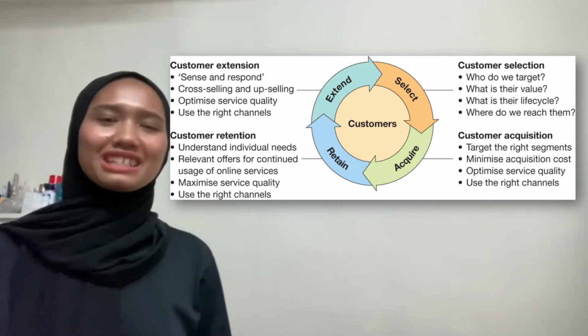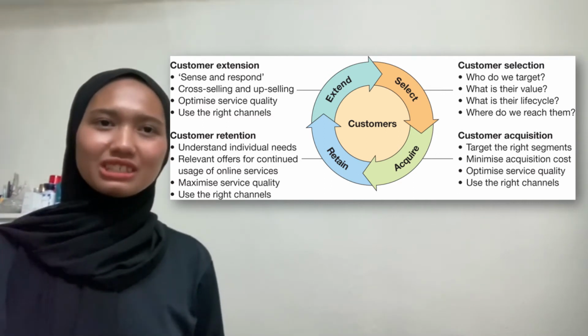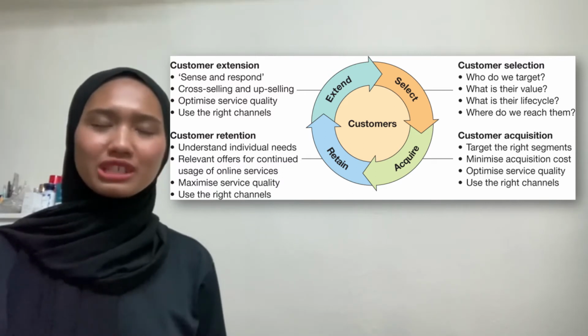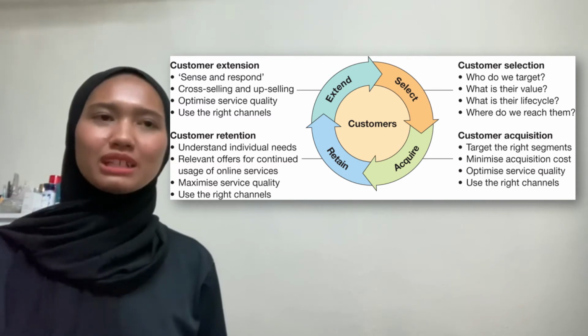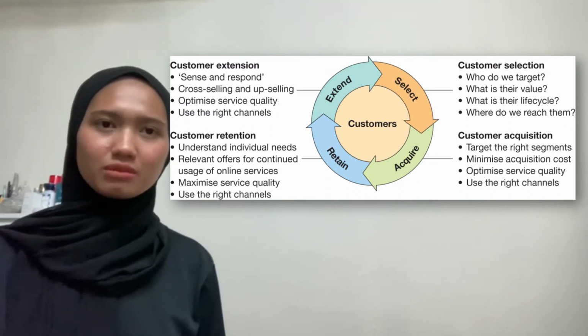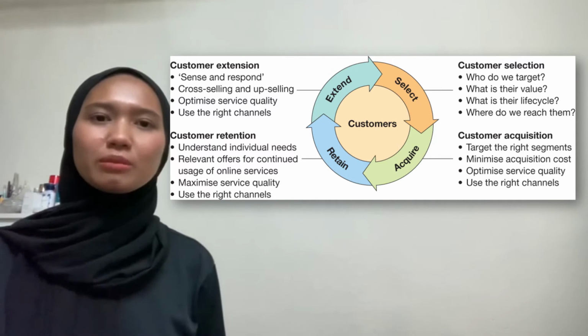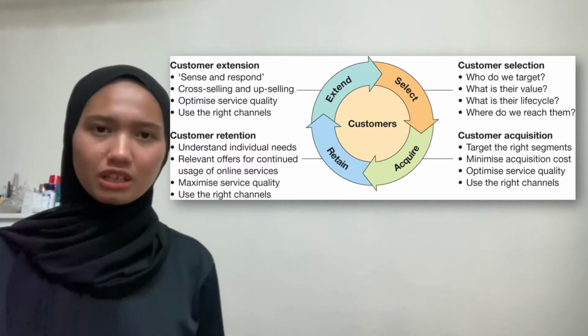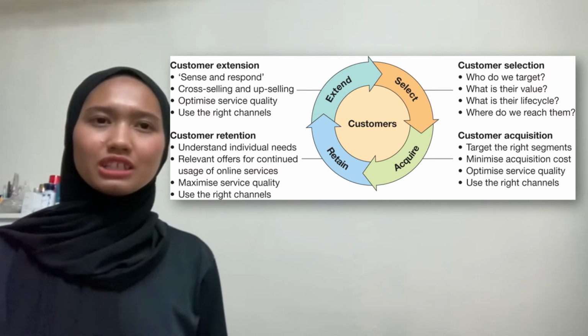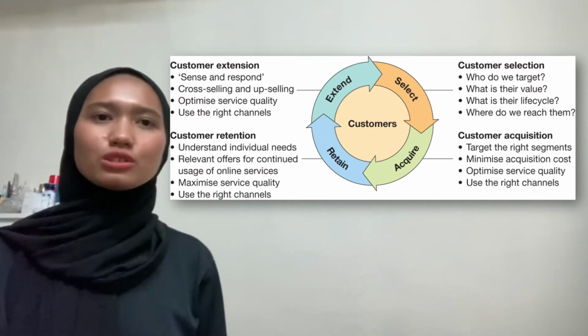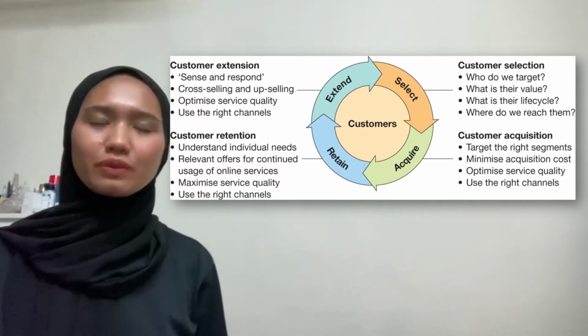The last activity in this strategy is customer extension, where we want to increase the range of products bought by the customer by cross-sell and upsell. Cross-sell is when we recommend a closely related product to the customer, and upsell is when we recommend a more expensive product compared to the one that the customer had bought before. In these activities, it is also important to optimize the service quality, as well as to use the right channels to communicate with them.